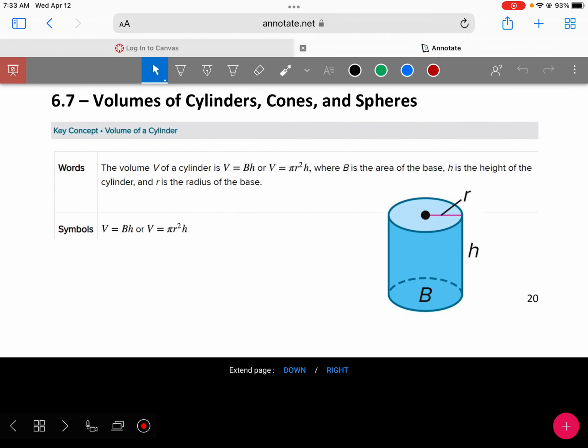6-7: Volume of cylinders, cones, and spheres. Oh my. Lions and tigers and bears, oh my. Cylinders, cones, and spheres, oh my. Here we go. So, volume of a cylinder.